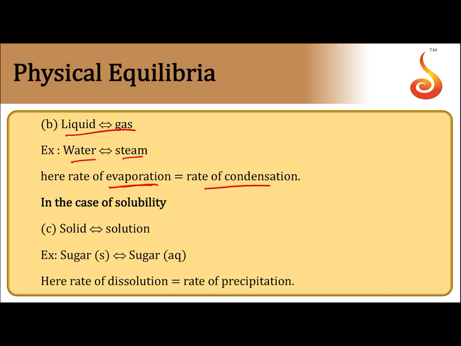That is also said to be physical equilibrium because we only see a change in the physical state, that is, the liquid is changing into the gaseous state, and again the gas becomes liquid. When it comes to the case of solubility, that is solids dissolving in liquids, say sugar dissolved in water.